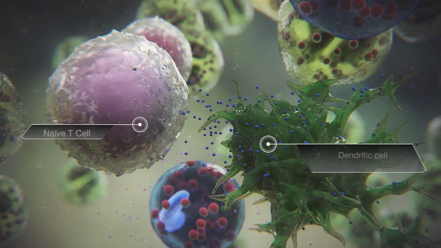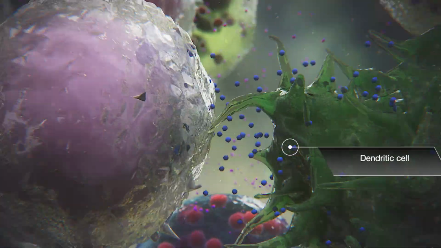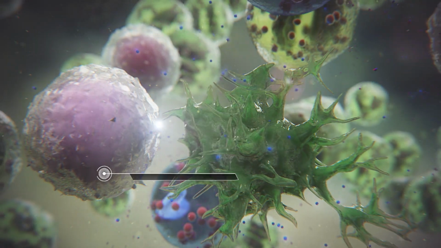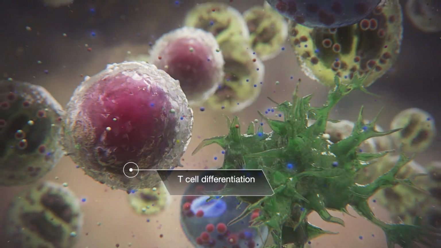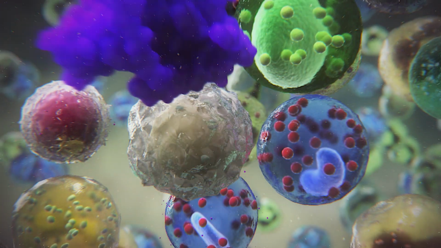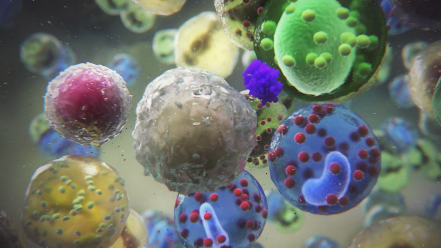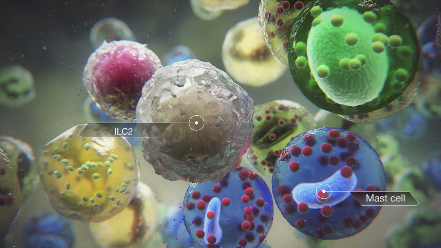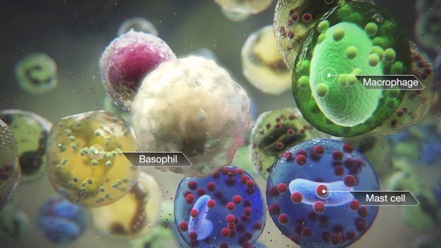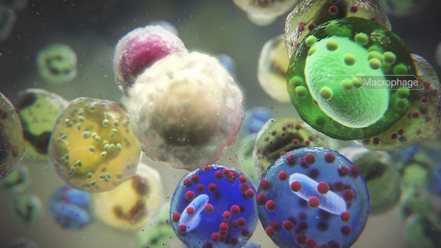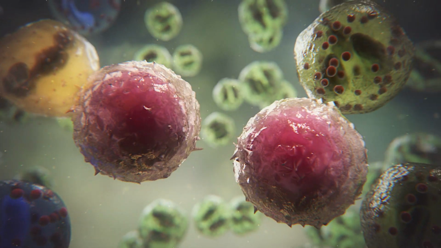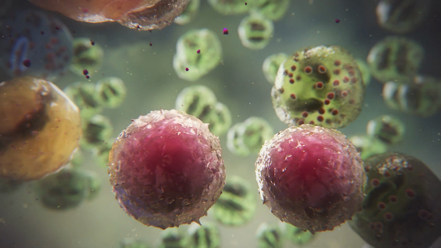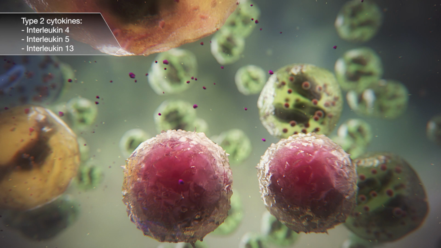This binding of TSLP to its receptor on dendritic cells stimulates the differentiation of naive T cells into type 2 helper cells. TSLP also activates type 2 innate lymphoid cells and other inflammatory cells, including mast cells, basophils, and macrophages. The activation of these multiple cell types by TSLP results in production of the type 2 cytokines IL-4, IL-5, and IL-13.